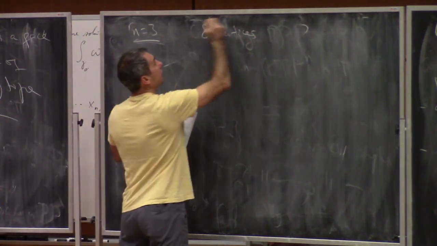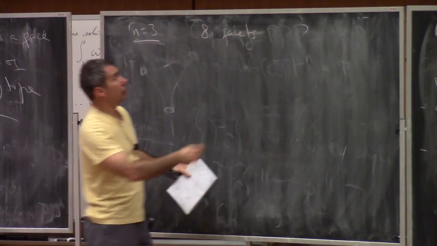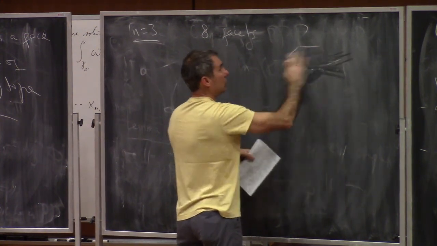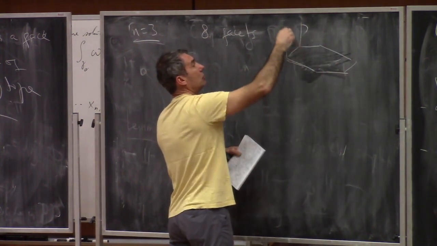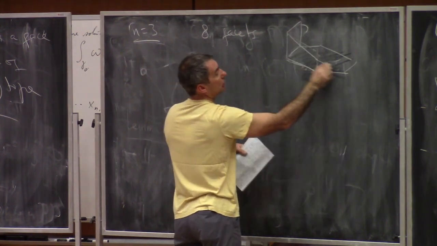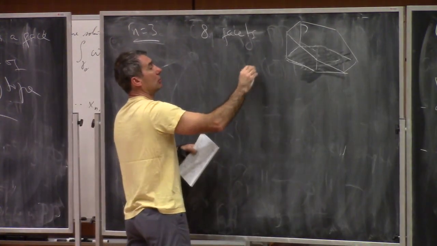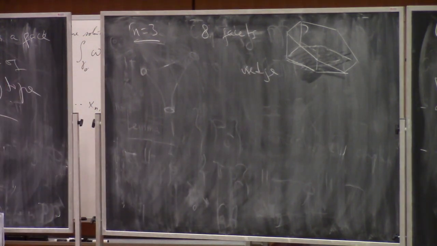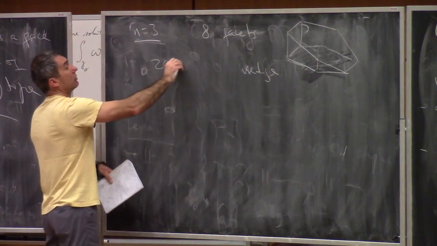Sorry, 8 faces. I can even draw the faces. The faces are dimension 3, so I can draw them. The wedge of 2 hexagons. So there are 8 faces like this, and there are 20 vertices.